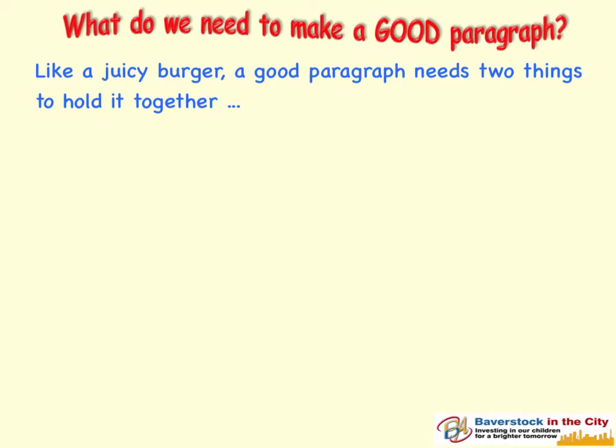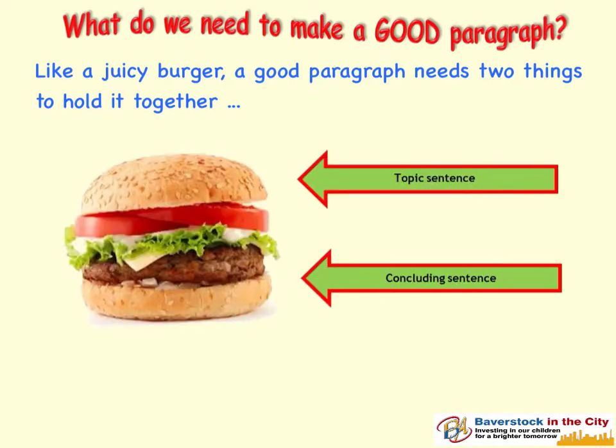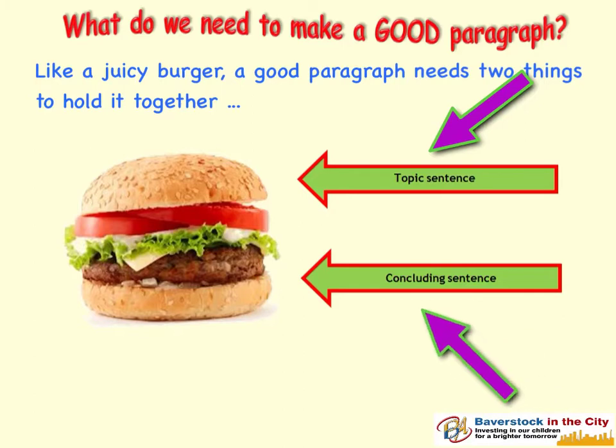So what do we need to make a good paragraph? Well, like a juicy burger, a good paragraph needs 2 things to hold it together. It needs a topic sentence and it needs a concluding sentence. So like our juicy hamburger, which needs a top bun and it needs a bottom bun, our good paragraph needs a topic sentence and it needs a concluding sentence.